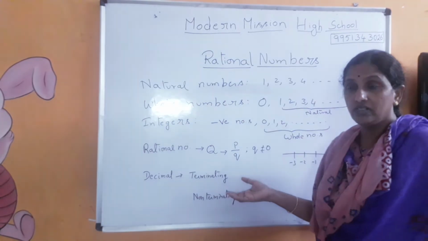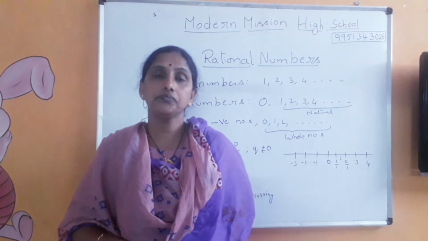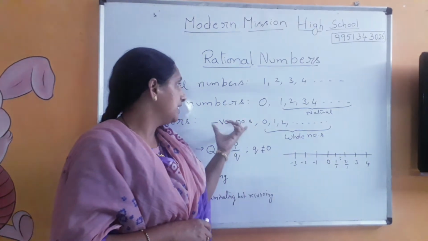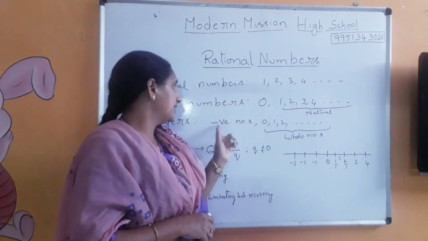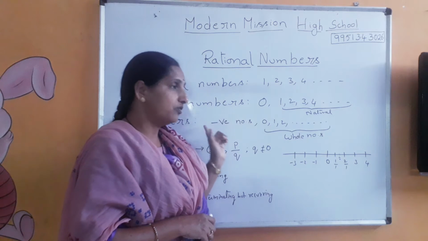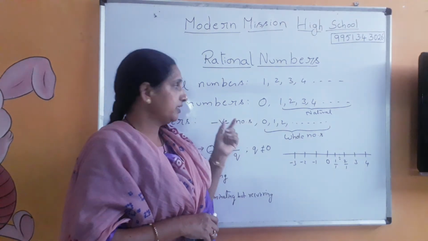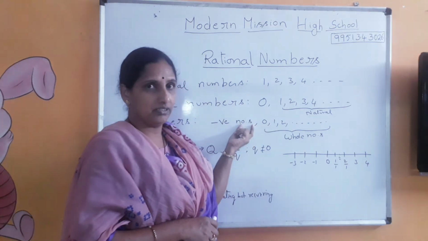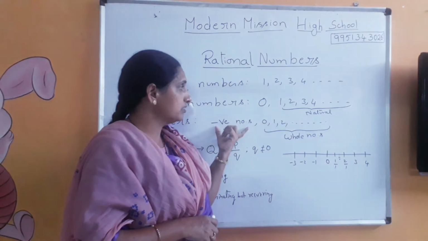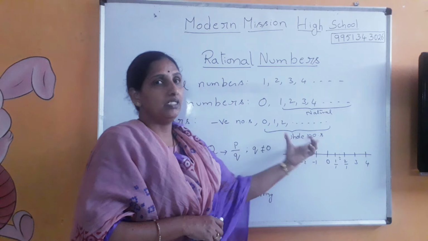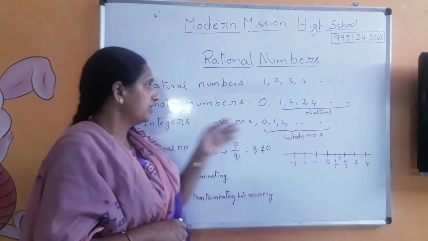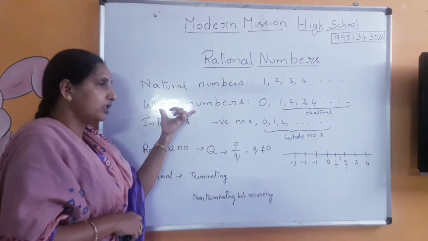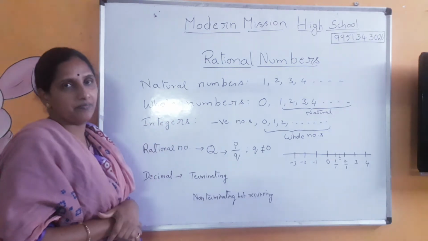And then next you have seen what integers are. To natural numbers, if you add negative numbers, negative, this is how the short form of negative is written. Negative numbers, NO.S stands for numbers. So when negative numbers are also added to whole numbers, then the whole thing will become integers. So you have discussed natural numbers, whole numbers and integers.